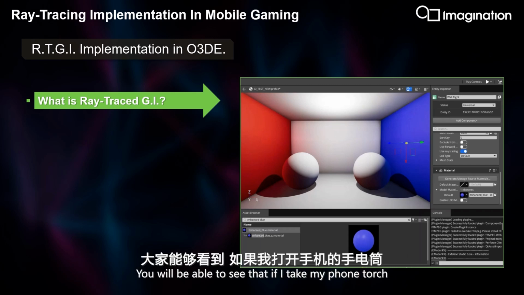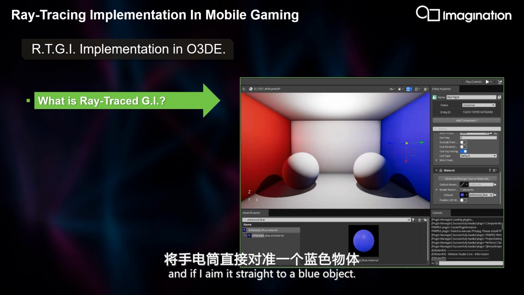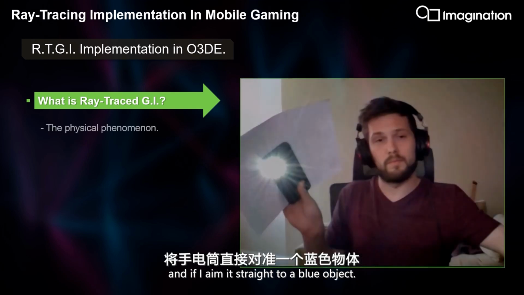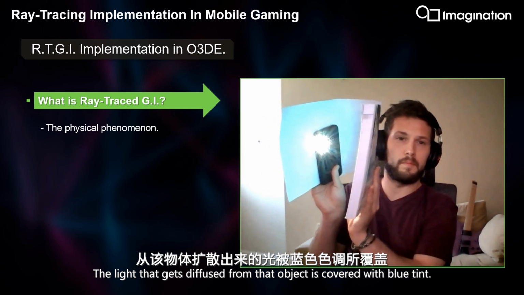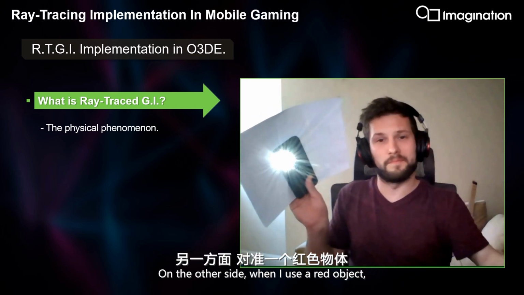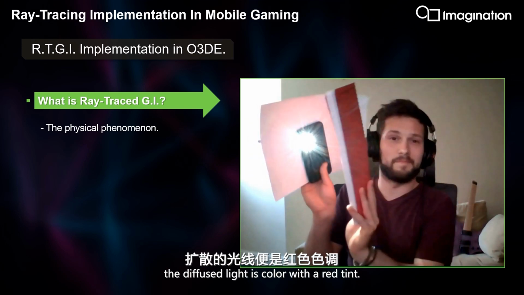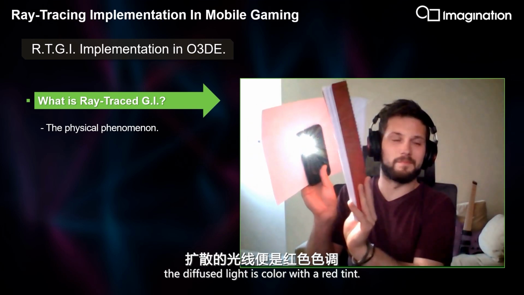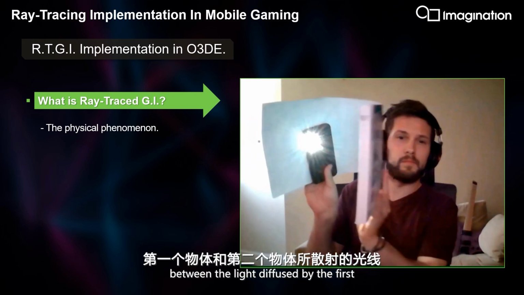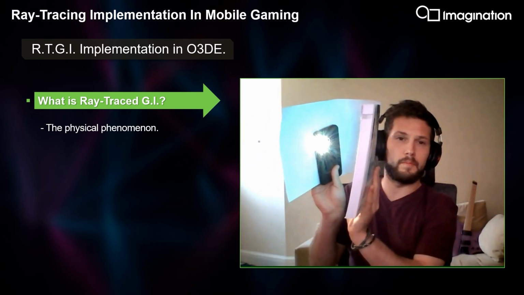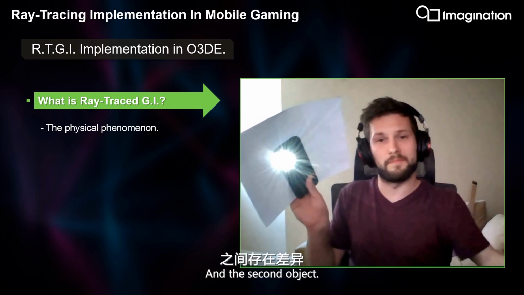You will be able to see that if I take my phone torch and aim it straight at a blue object, the light that gets diffused from that object is colored with a blue tint. On the other side, when I use a red object, the diffused light is colored with a red tint. Let's have a look at it again and notice the differences between the light diffused by the first and the second object.